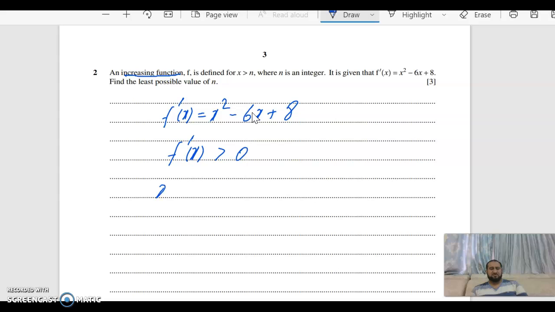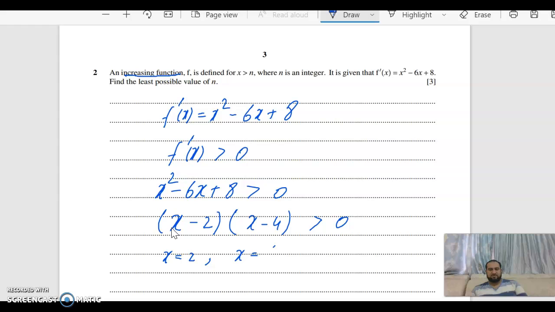So we can set this equation greater than 0 and solve it as a quadratic equation. The factors will be x minus 2 and x minus 4, because together they make 6 and when multiplied they give positive 8. So there are two values, x is equal to 2 or x is equal to 4. Now it says it's an increasing function and f is defined for x greater than n.